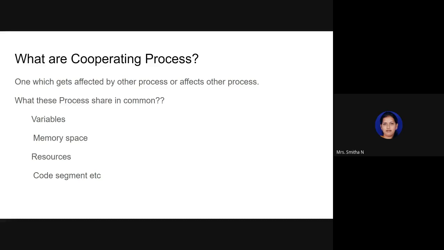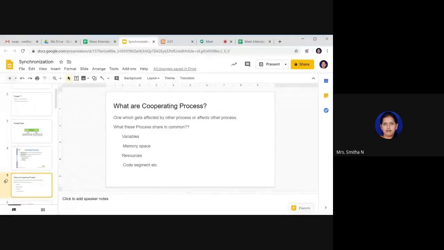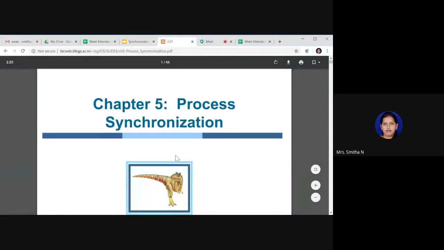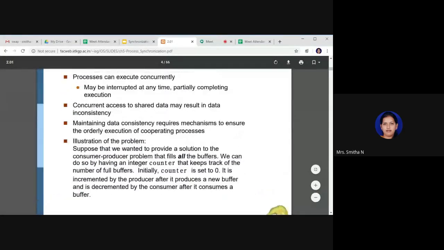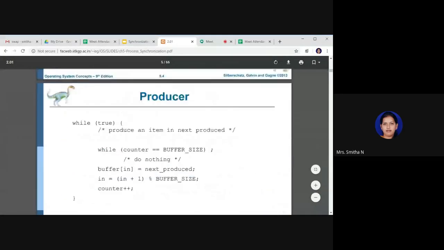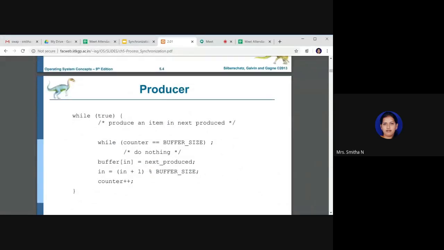Then when they are sharing, what problem could arise? To understand this, we'll see one problem which we have already discussed previously, that is the producer consumer problem. In last class we discussed what the producer consumer problem is. Producer is one who produces and stores it in a buffer, a circular buffer. Consumer is one who consumes the produced item from the buffer. So forget about all this code which I have already explained. You have to only see this part, that is counter++.